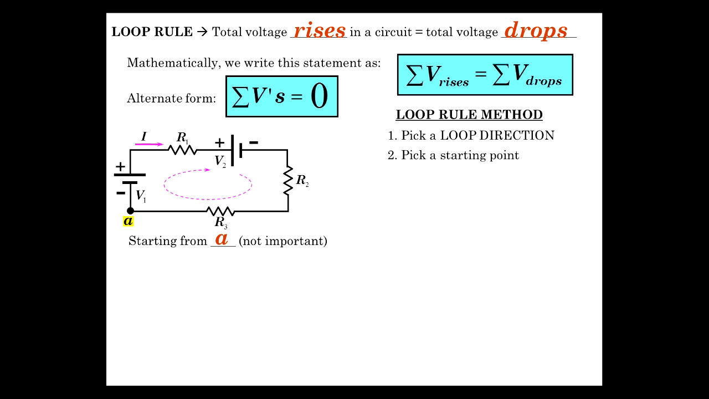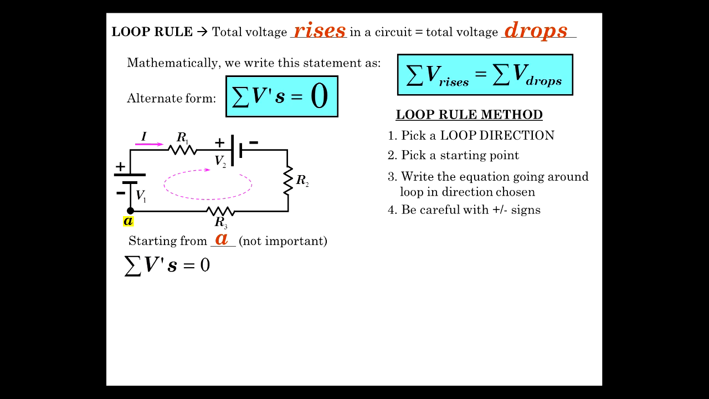And I'm going to work my way clockwise around the circuit and write the voltage across each element and whether it's a rise or a drop. So I'm going to write the equation in the direction chosen. The plus and minus signs are very important. And we're going to have to write as many of these equations as there are loops. So since I only have one loop, there's only going to be one equation. And the sum of the V's should equal 0 as I go around. So here we go.